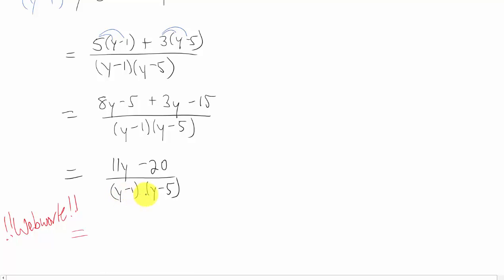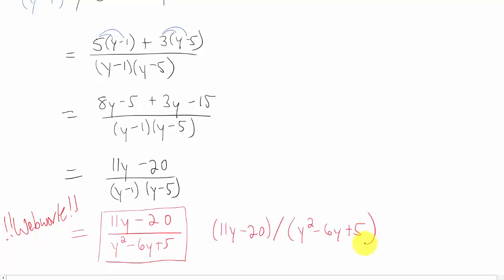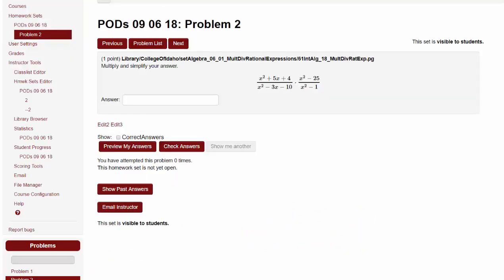These Idaho problems in webwork don't like this. What you actually have to do is FOIL out the denominator. So you have a polynomial in the numerator and a polynomial in the denominator, and that's the answer that it wants. If you do that and combine your like terms, you get that answer, and that is what webwork wants. Another warning. Make sure that you put parentheses around your numerator and your denominator. That way, webwork knows that this whole thing is the whole numerator and that this whole thing is the entire denominator.